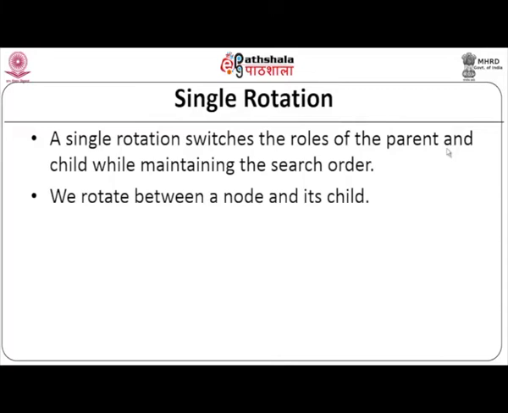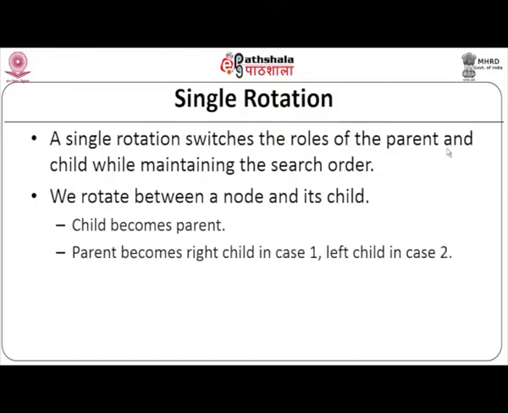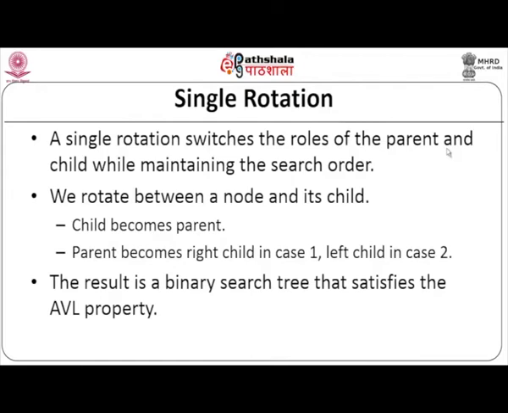We rotate between a node and its child, that is how you do a single rotation. The child becomes the parent and the parent becomes a right child when we do a right rotation, and a left child in the case of a left rotation. The result is a binary search tree that satisfies the AVL property. So, it has to be a binary search tree, which we discussed previously, and it also has to satisfy the AVL property.